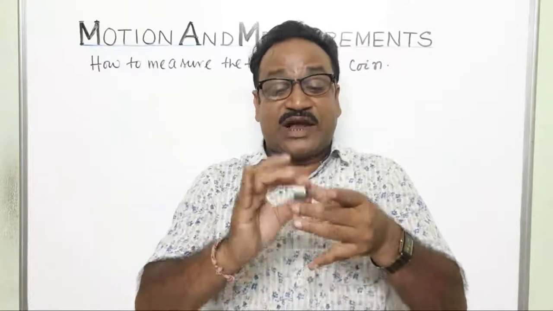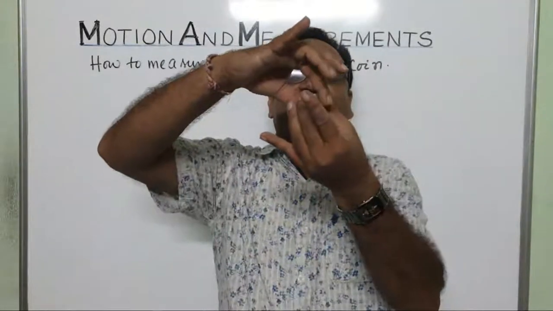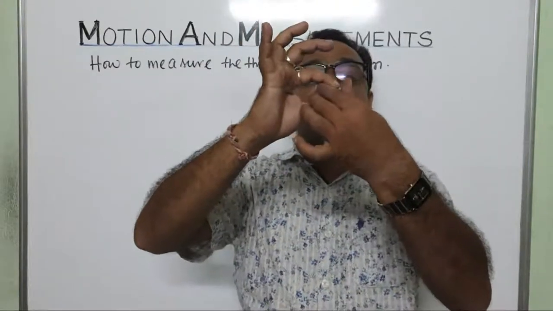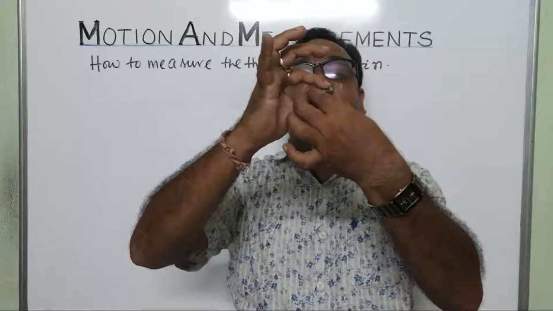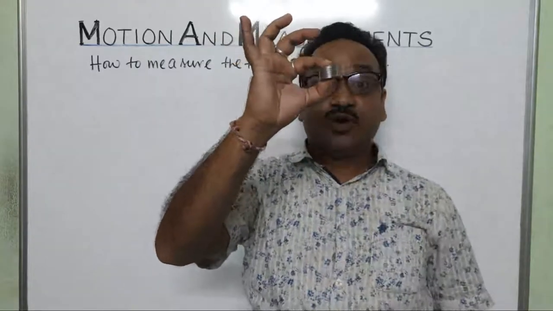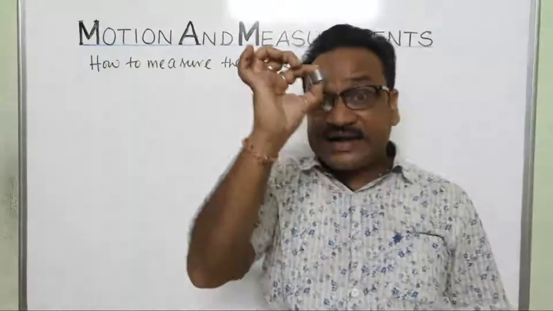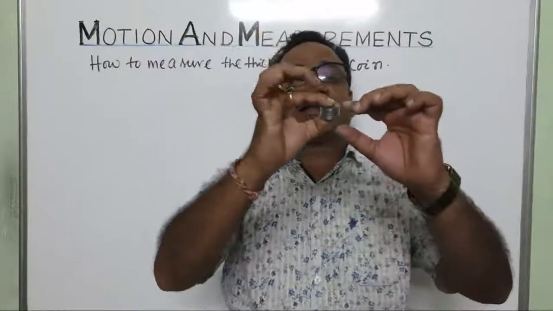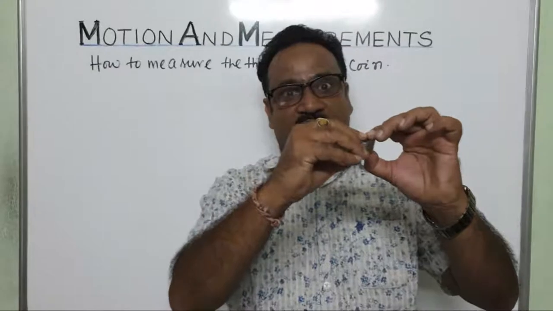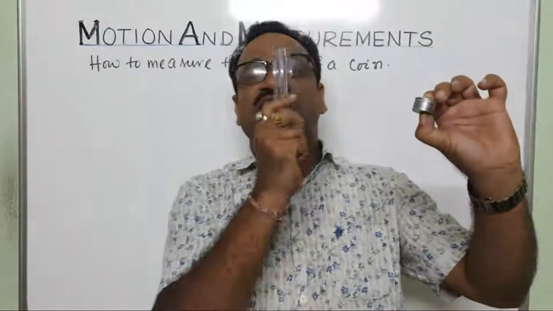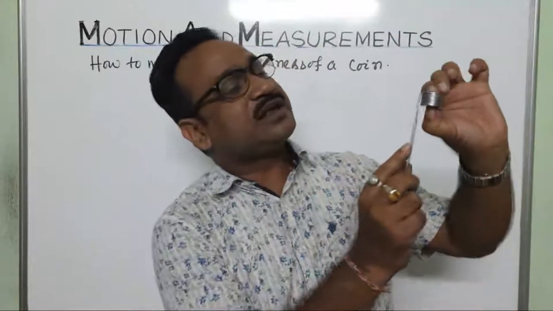This is a solid cylinder, a pile of coins. All are uniform, all are 2 rupees coins, uniformly thick, all identical coins. Now I will measure the thickness of all the coins by using the scale. Now see, what is the thickness?